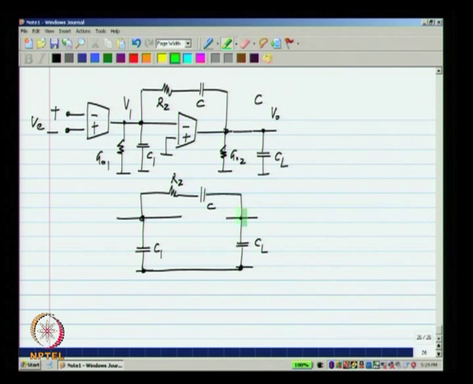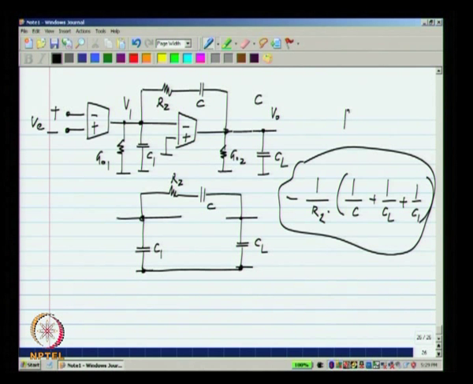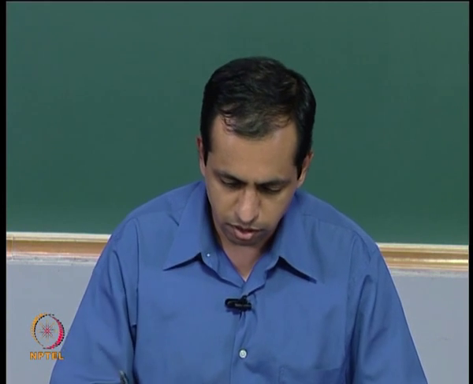So, the pole associated with this turns out to be minus 1 by Rz and the series combination of the three capacitors, which is just 1 over C plus 1 over CL plus 1 over C1. That is the approximate value of P3. Now, if you do the third order equation and the approximations that I mentioned, you will get exactly this solution. Please verify that. Please just do not take this for granted, and also try to understand how I got this value here.